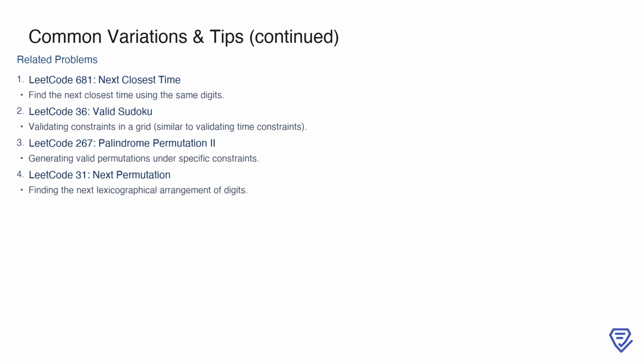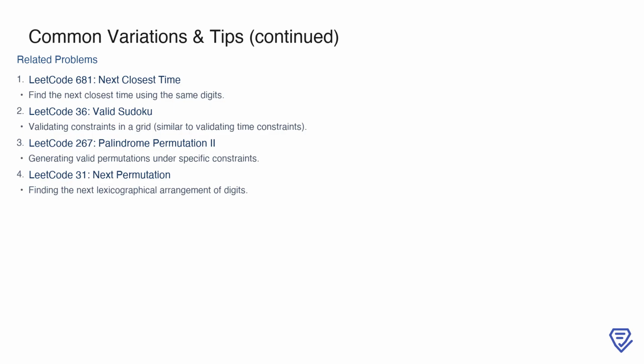Now, let's explore related problems that share similar concepts or techniques. LeetCode 681, the next closest time problem itself, asks you to find the next closest time using the same digits, which is our focus here. LeetCode 36, Valid Sudoku, involves validating constraints within a grid, which parallels how we validate time constraints. LeetCode 267, Palindrome Permutation 2, requires generating valid permutations under specific constraints, a concept that overlaps with generating valid times using a fixed set of digits.